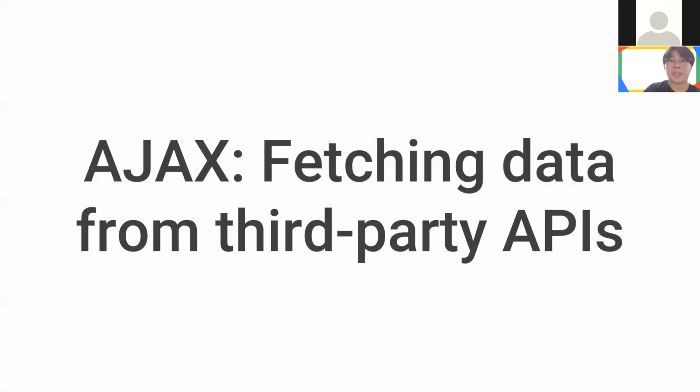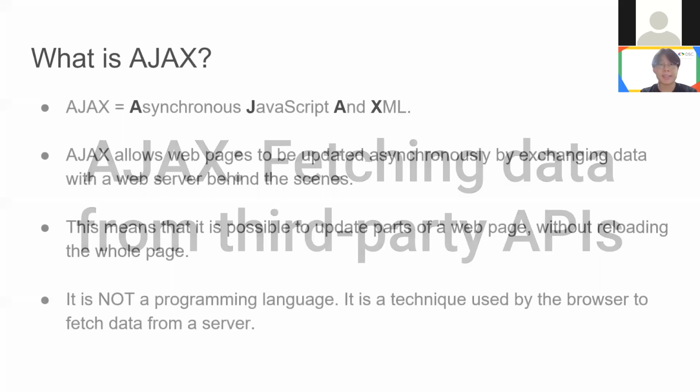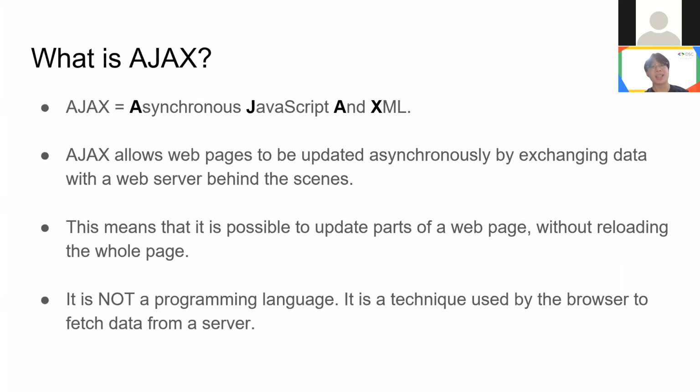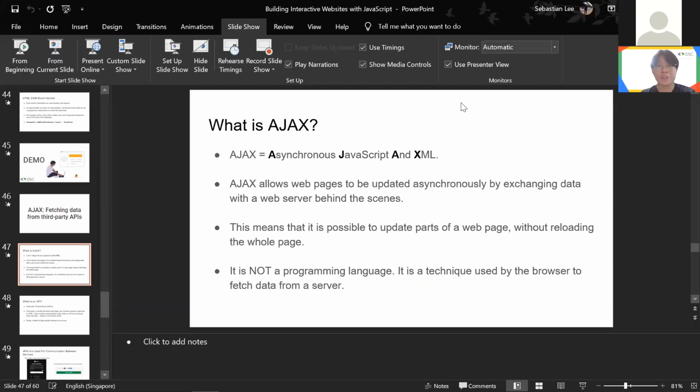So the final topic is about fetching data from third-party APIs. This is using a technology called AJAX. So what is AJAX? AJAX stands for asynchronous JavaScript and XML, and it allows web pages to be updated asynchronously by exchanging data with a web server behind the scenes. This means that it's possible to update parts of a web page without reloading the entire page. And this is actually a technique used by the browser to fetch data from the server, and it's not a programming language.